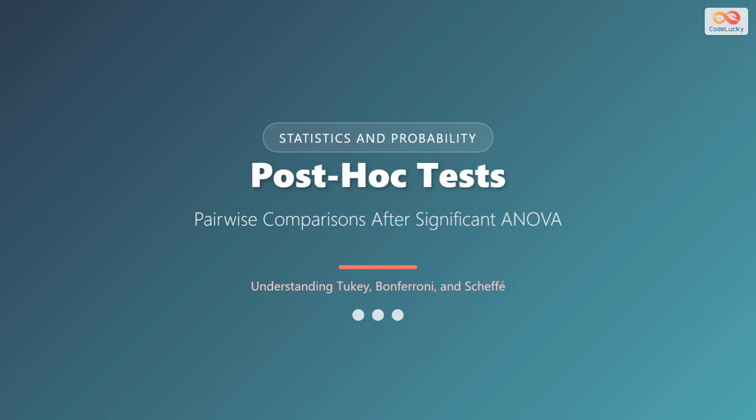Welcome to our guide on post-hoc tests. Have you ever run an ANOVA, found a significant result, and then wondered, okay, but which groups are actually different? Today, we will explore exactly how to answer that question using three common methods: Tukey, Bonferroni, and Scheffé.